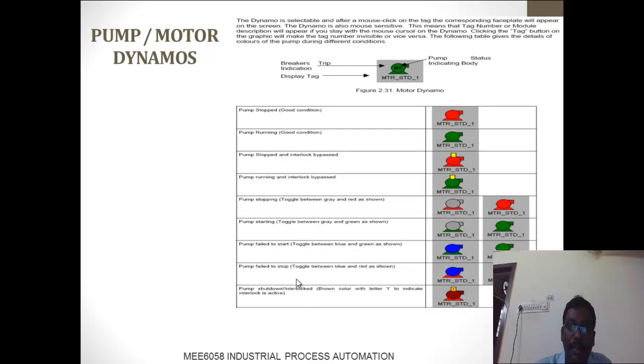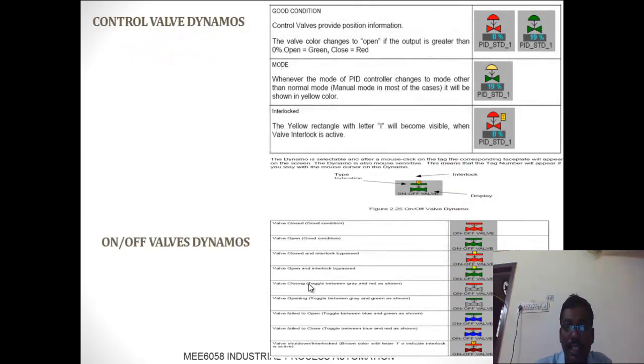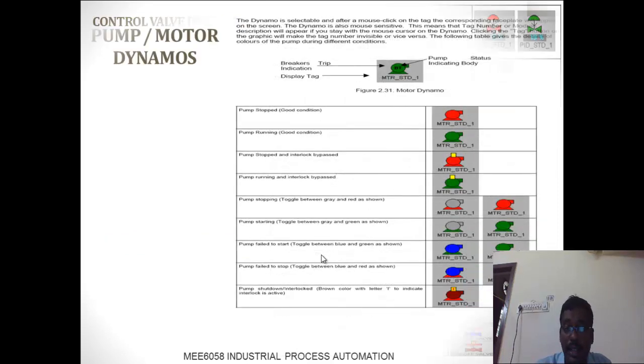And this is for pumps and motors. So these are the most important components in the process station. Pumps, motors, valves are the most important components used on the process automation side, going to the cement industry, yes, nuclear power plant industry.